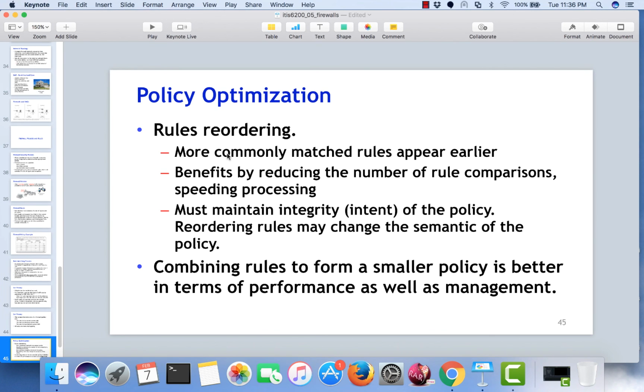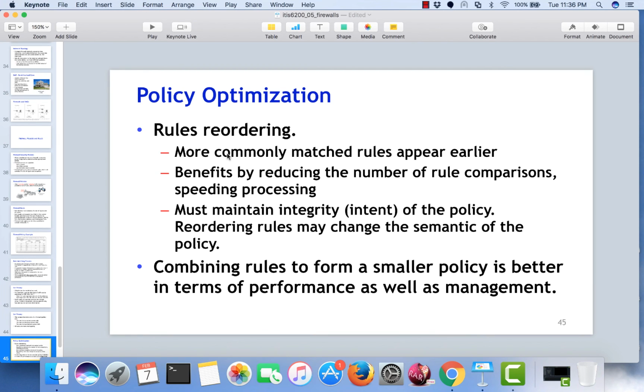So policy optimization. How do we make a good firewall policy? More commonly matched rules appear earlier. Basically, what that means is, rules for things that happen all the time across your firewall network are always going to be the first couple of rules in your policy.